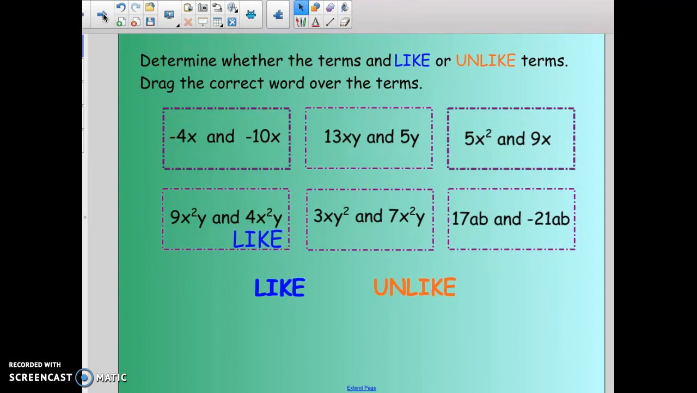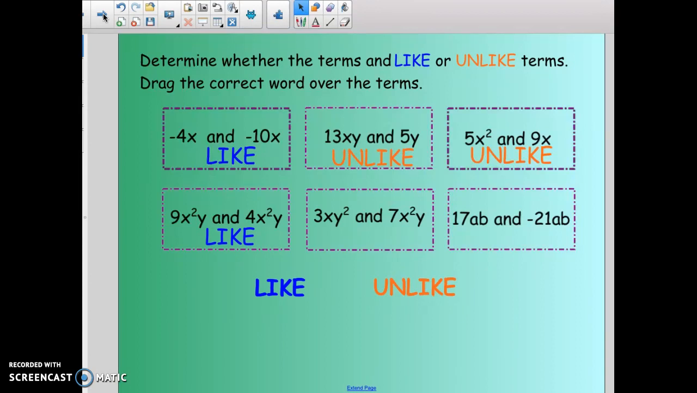Okay, the first one is going to be like terms because of the x's. The second one is unlike terms because this is xy, and that is just y. 5x to the second and 9x are unlike because the 9 doesn't have the second power. 9x to the second y and 4x to the second y are like because they have the same powers with the exponents, powers with the variables.